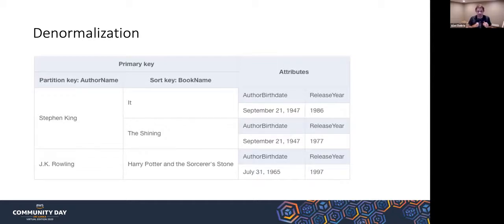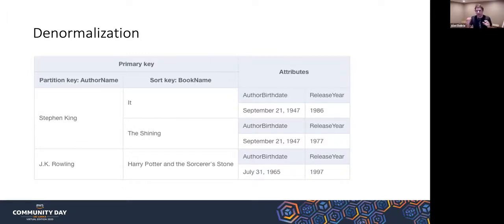This is maybe you have an online bookstore, right? And you're selling books, and you have all the different books in your table. And you can see I have 3 books here. I have a couple by Stephen King. I have It, I have The Shining, and then I have one by J.K. Rowling. I got Harry Potter on there.